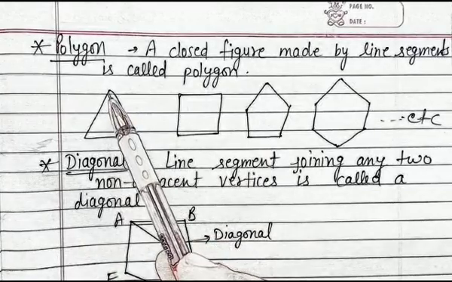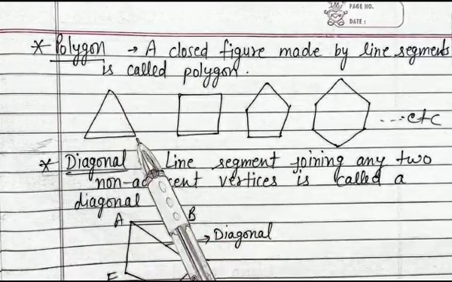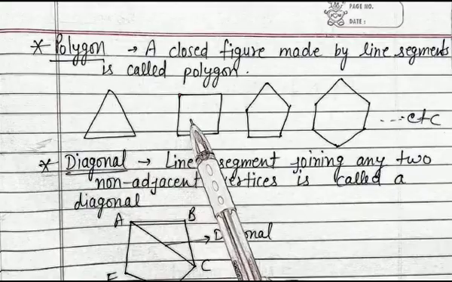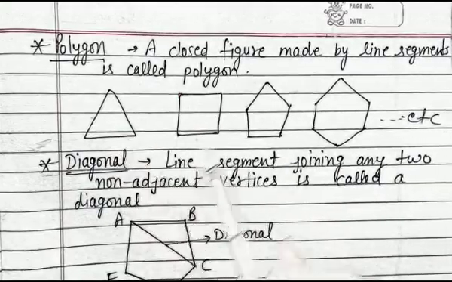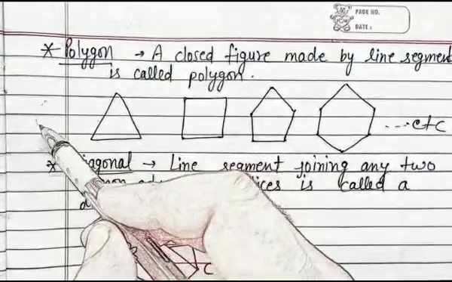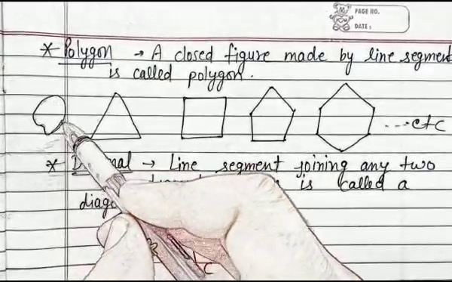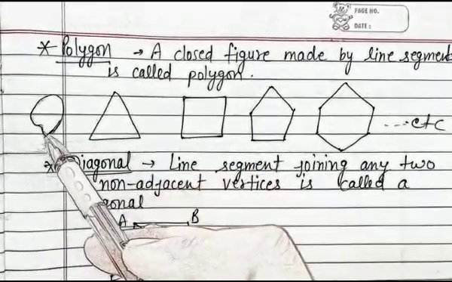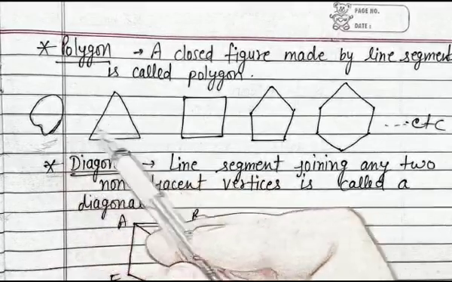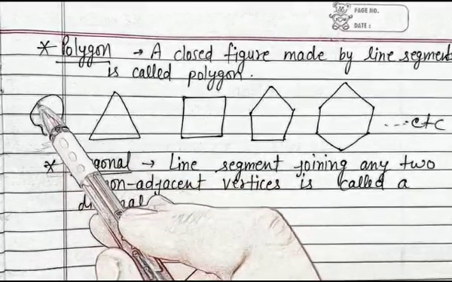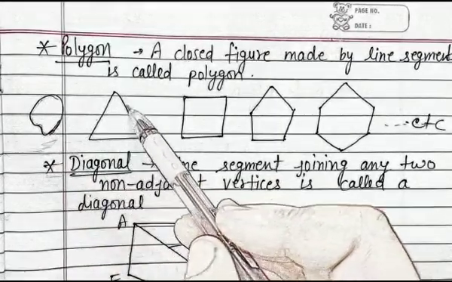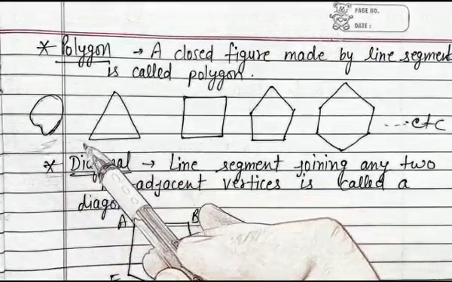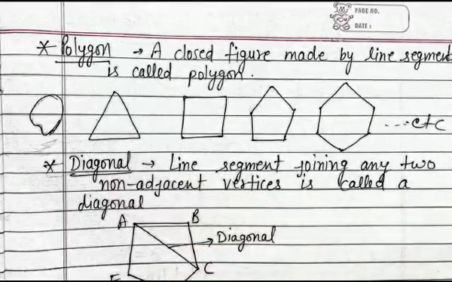You will observe that each figure is closed and made by line segments only. No figure is like this here. This is closed, but its boundary is curvilinear. This boundary is known as curvilinear. This boundary is linear. So boundary must be straight lines.